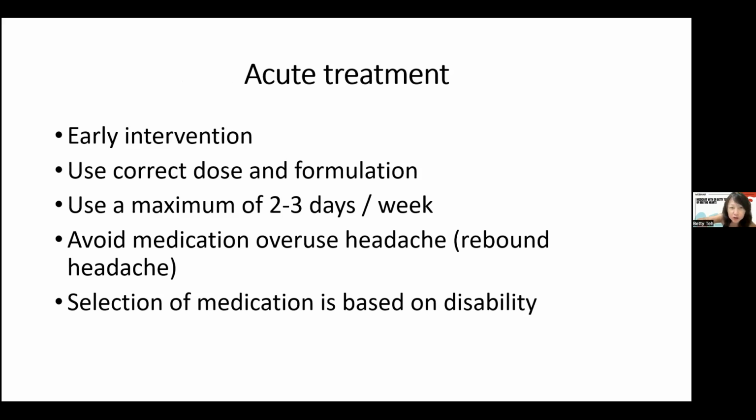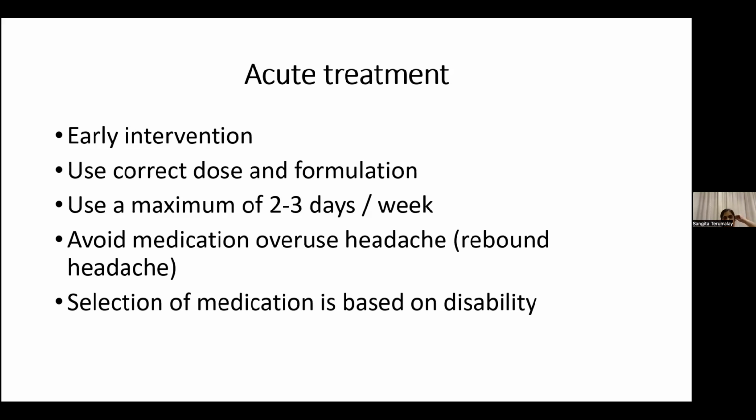Okay, we have to quickly wrap it up because we have a lot of questions. Oh, sorry. Okay, I'll just quickly wrap it up, and maybe I can answer the questions afterwards. So basically, for acute treatment, I use the correct dose and formulation, at maximum doses, 2 to 3 times a week. Avoid medication which causes overuse headaches, because it can cause rebound headache, and select medication based on disability.